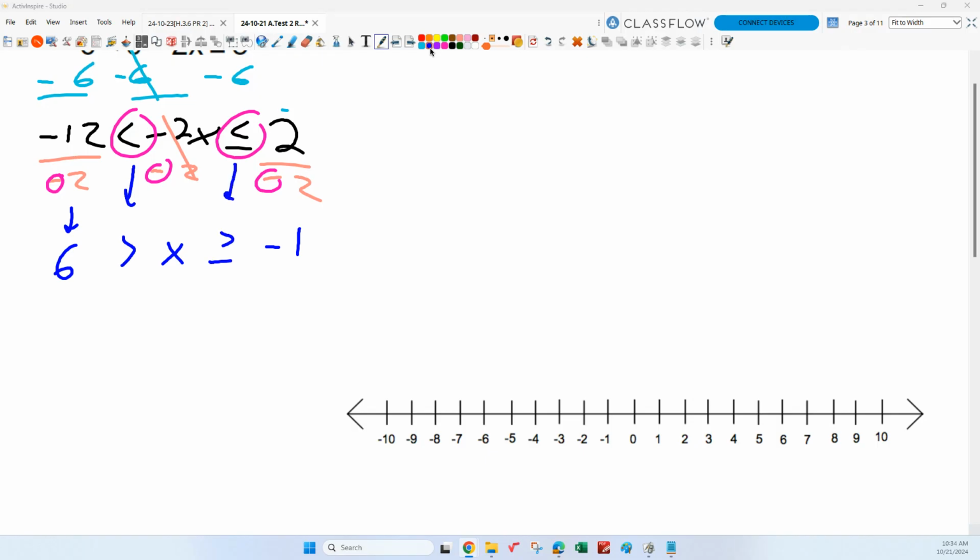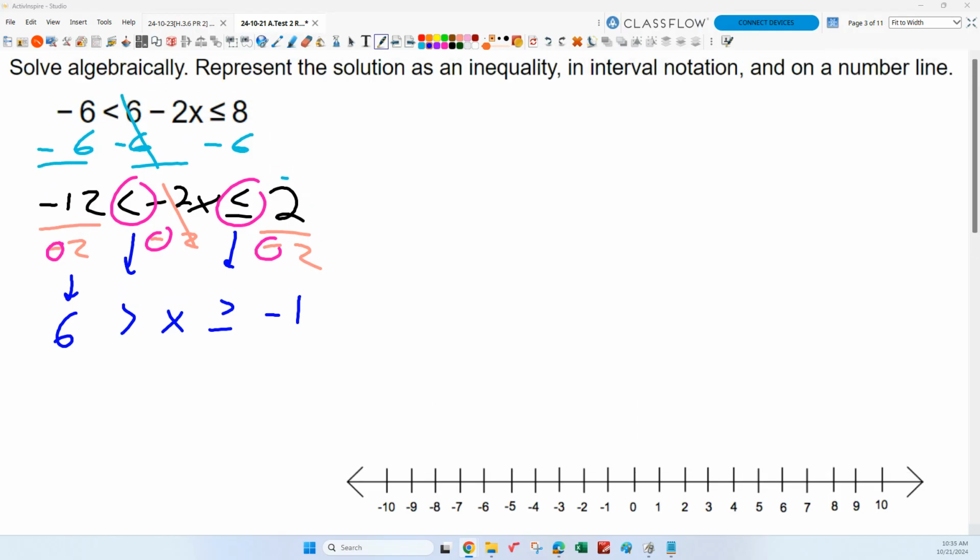Okay, so do we leave it like that? No. And they want us to write it in 3 ways. They want us to write it as an inequality first. Well, there's our inequality, but it's backwards. We've got to flip that thing around. Right, so for part A, for the inequality part, here we'll do that.